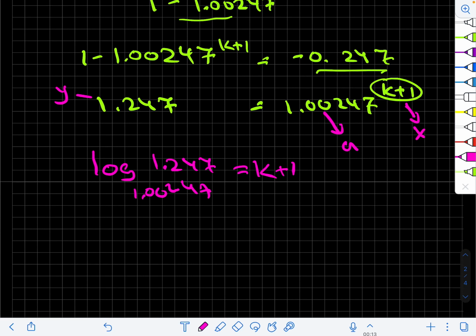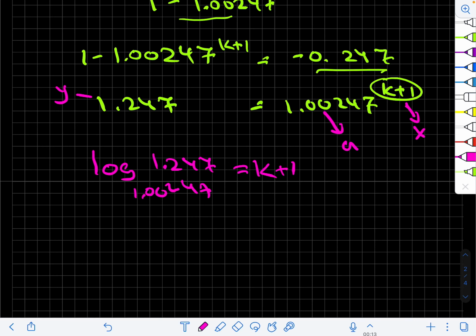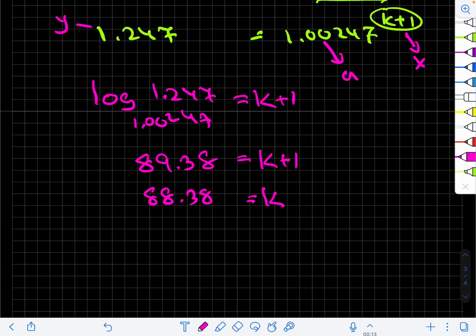So we put this in the calculator, and if I'm not mistaken, the calculator says that 89.38 equals k plus 1. So we take 1 from both sides to get the k, because k is how many terms, how many months we want to save. So I'll take 1 away, so I get 88.38. That's k. And then remember they said how many months we want to have it more than 100,000. So we round it up, so we get 89, k equals 89.